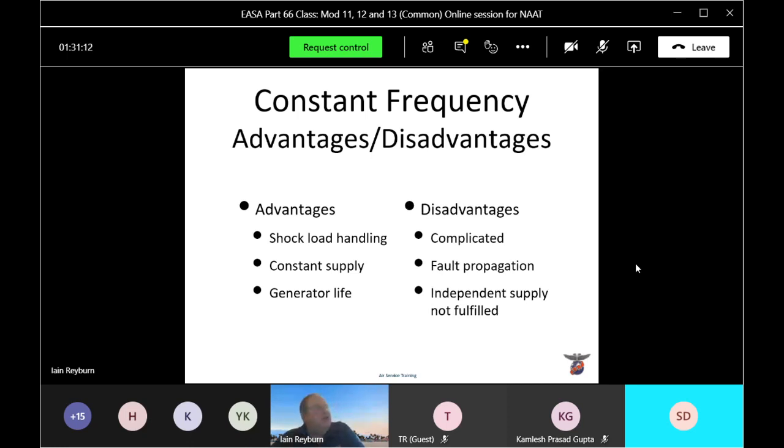The next thing is the disadvantages. It's complex. It really is complex. One fault in one generator can also be felt on the other two generators. If they're all going to the same bus bar and one has a fault, it could feed back up. And if everything comes off this synchronized bus bar, we don't have the independent power supply that we had in the split bus system.